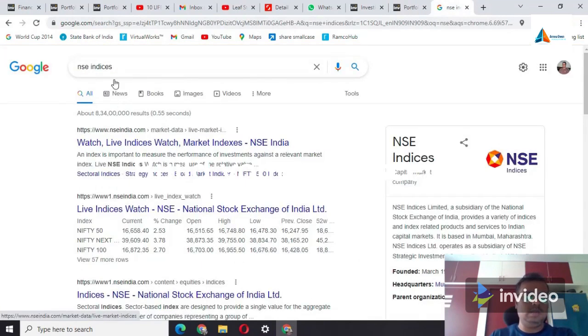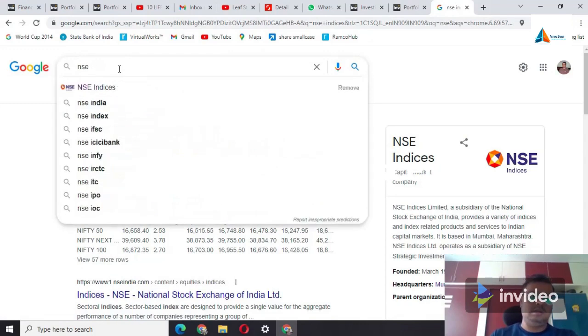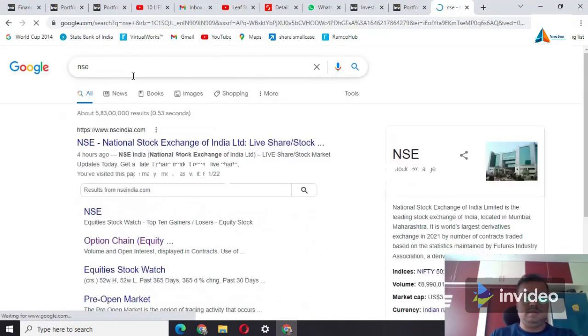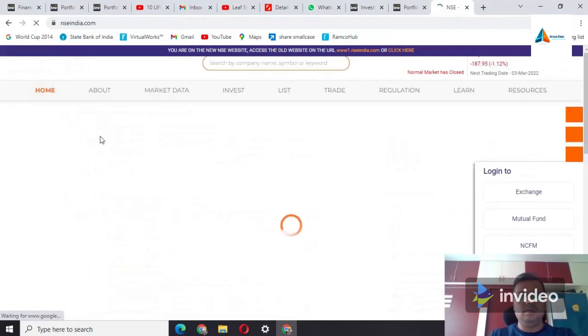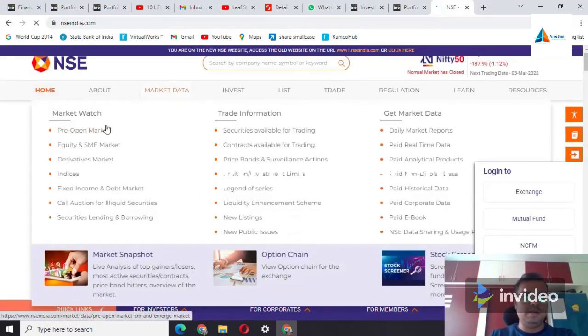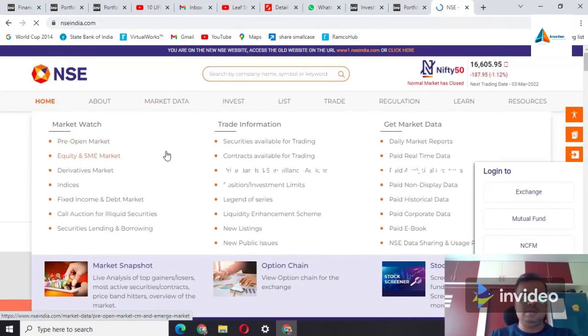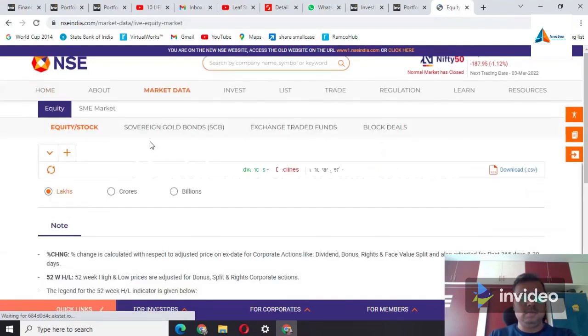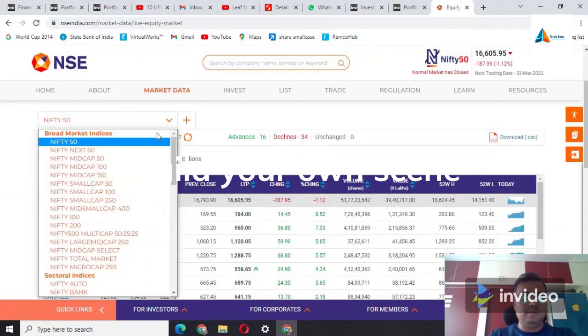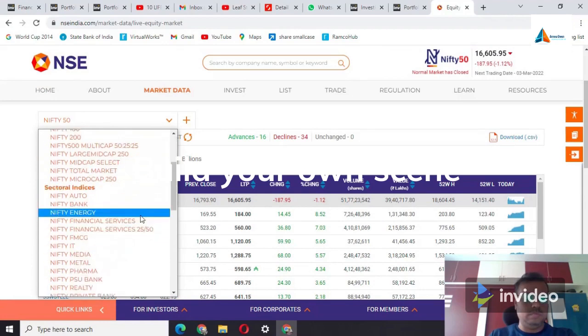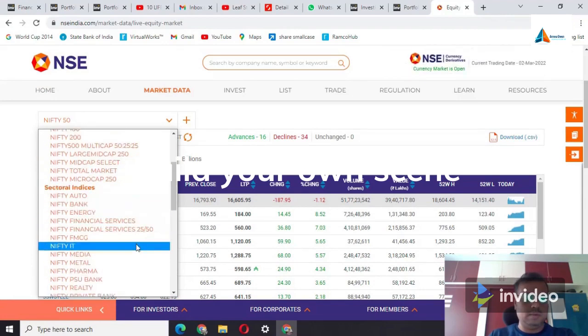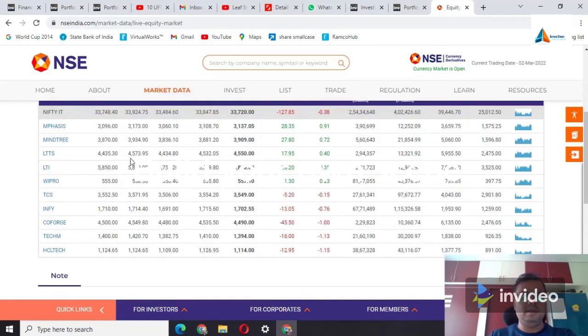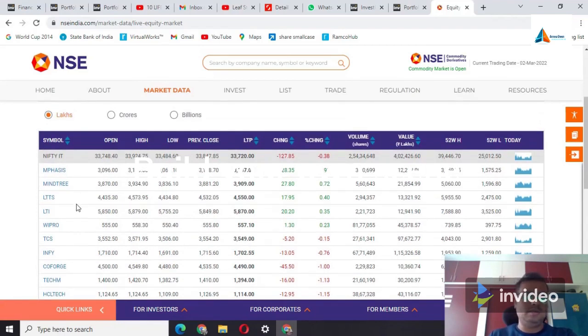So go to NSE, click on market data and equity and the segment, and here you will see Nifty 50. Here you need to go for the Nifty indices, Nifty IT. Click on Nifty IT, and how many shares are these? 2, 4, 6, 8, and 10. There are 10 shares which constitute the Nifty IT index.